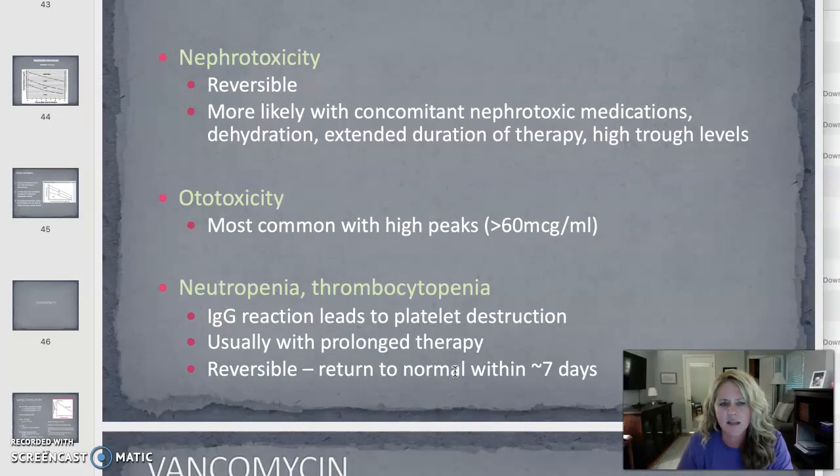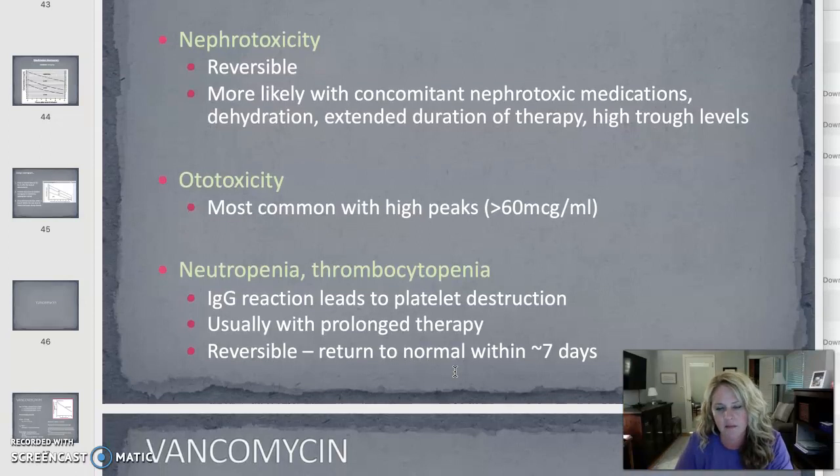Ototoxicity is a concern only with very high peaks, and we don't really see ototoxicity much anymore. There are some schools of thought that think it was related to a preservative that was in vancomycin instead of the vancomycin itself. The other side effects: nephrotoxicity is real but reversible, and we also have neutropenia and thrombocytopenia. You usually see these when you have patients who are on vancomycin for a long time. It is reversible. It just takes about a week to come back to normal.